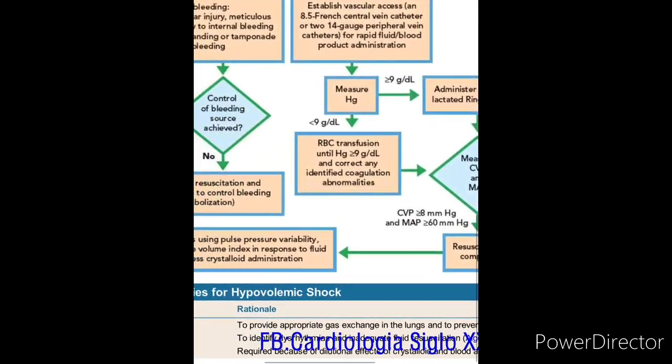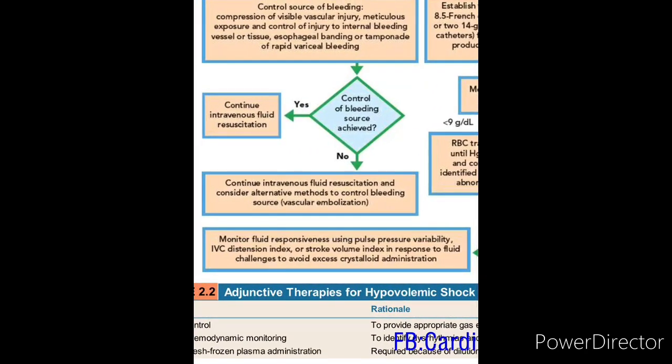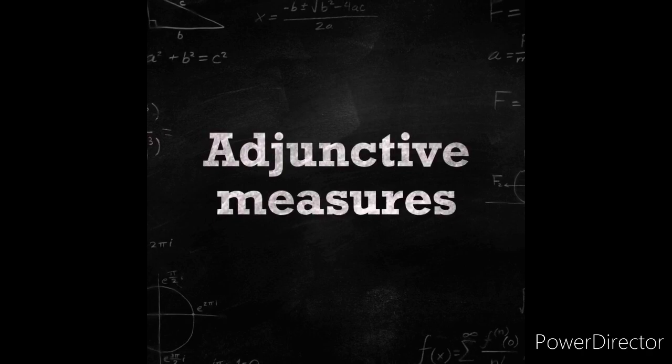When the resuscitation is complete, then we monitor the fluid responsiveness using various parameters like pulse pressure variability or IVC distension index or stroke volume index, etc., which we'll be talking about in subsequent videos in response to fluid challenges. So the idea is to avoid excessive crystalloid administration. In addition to preventing further loss of blood and giving adequate fluids, that is fluid resuscitation, we do other adjunctive measures in order to take care of the patient.